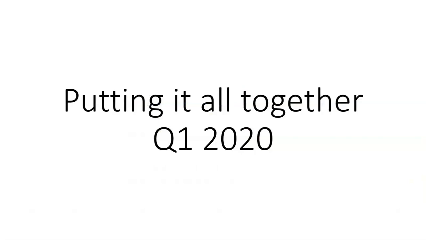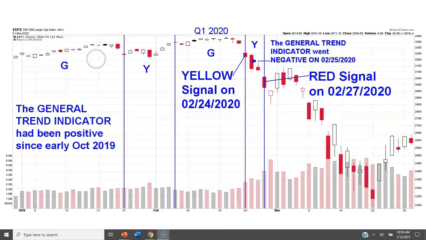Now let's put it all together and see how Simple Market Signals could have helped you during the fastest bear market in history, which of course happened during Q1 of 2020. We had a strong stock market coming into 2020. So the risk signal was green coming into 2020 and remained green for the majority of January. We did have a yellow signal for about 2 weeks towards the latter part of January, first part of February. And then, of course, the risk signal went back to green.